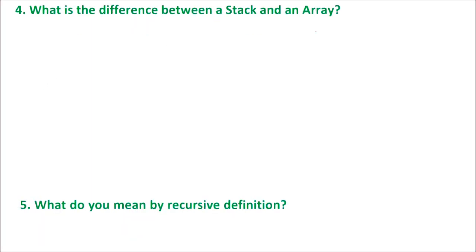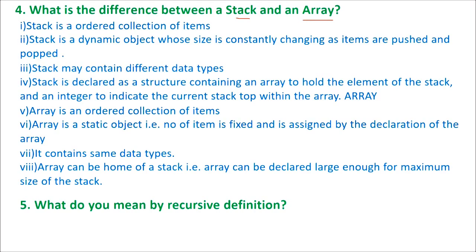What is the difference between stack and an array? There are various differences. First, stack is an ordered collection of items, and array may be ordered, may not be ordered, but stack forms a particular order. Stack is a dynamic object whose size is constantly changing as items are pushed and popped. So you have a pointer on the top of the stack which increases and decreases. And stack may have different data types. This is also possible. And stack is declared as a structure containing an array to hold elements of the stack, and also an integer which points to the current stack top within that array.